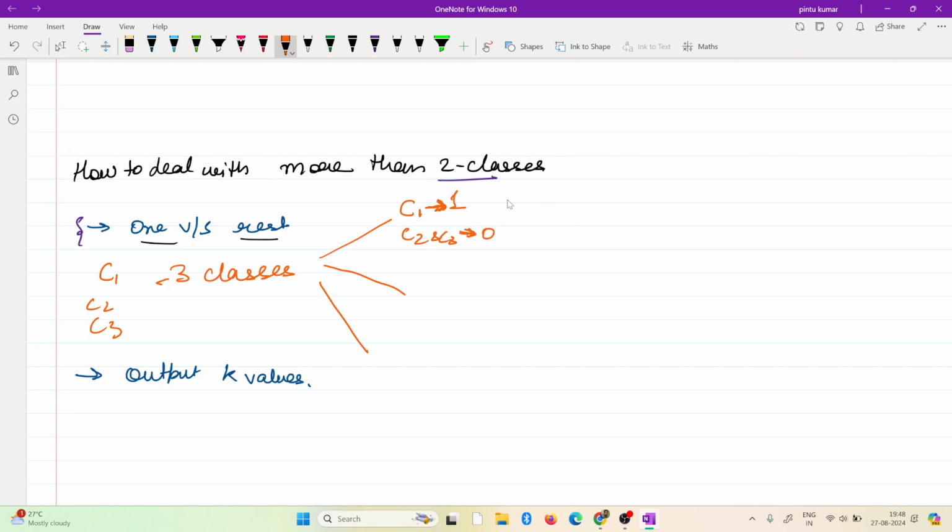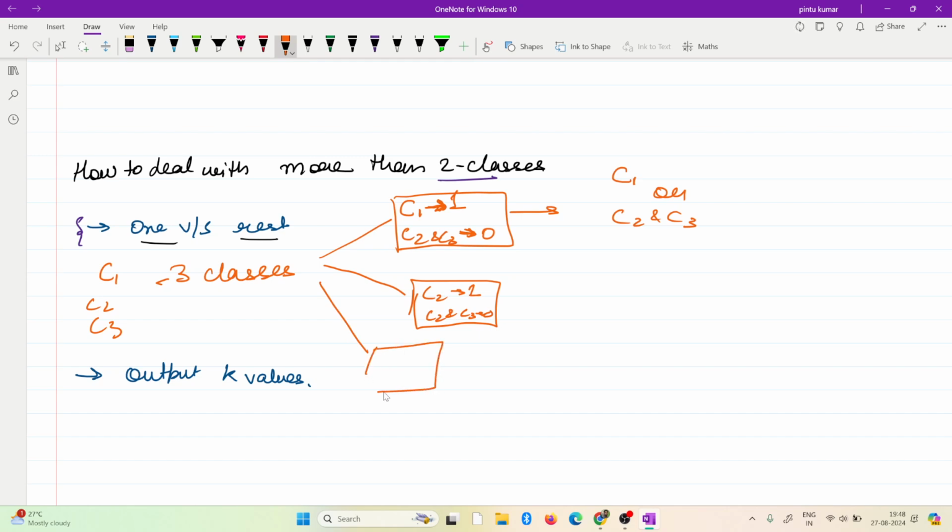Okay. So, and then train your model based on this. So what will this model give you? This model will give you whether it is of class C1 or it is one of the class C2 and C3. Okay, this is what the model will learn. Similarly, your second data set will have C2 as 1, and then you can have C1 and C3 going to 0. Similarly, the third one you can train as C3 as 1, and C1 and C2 going to 0.